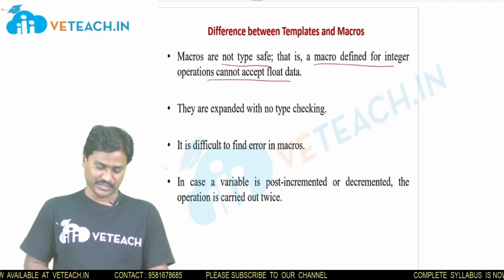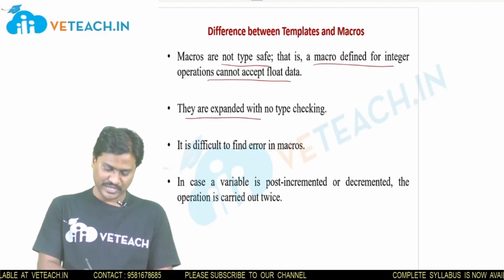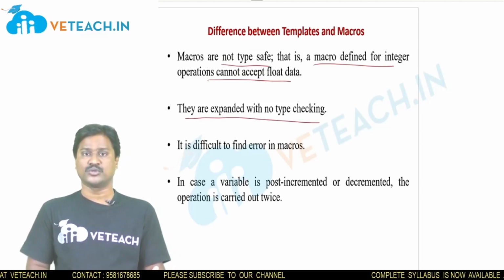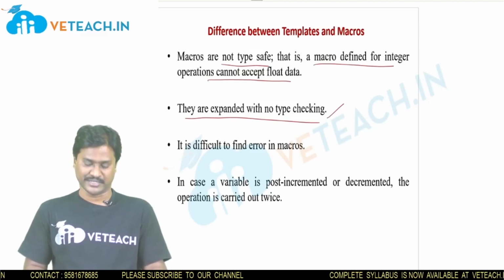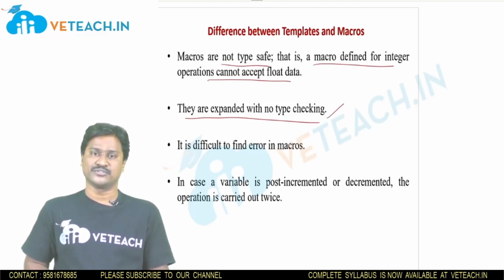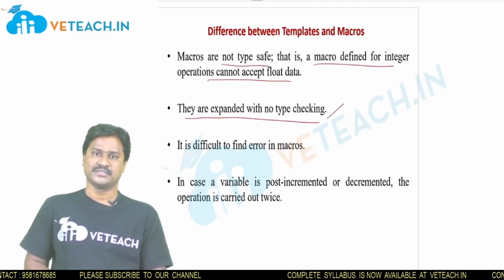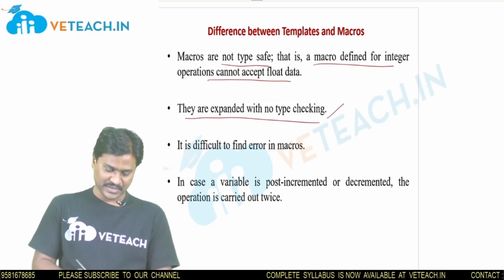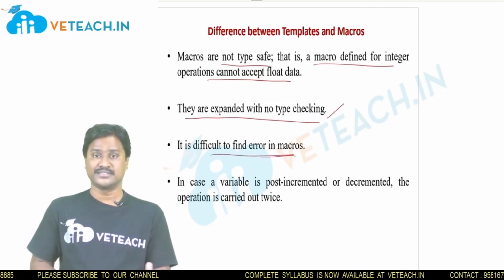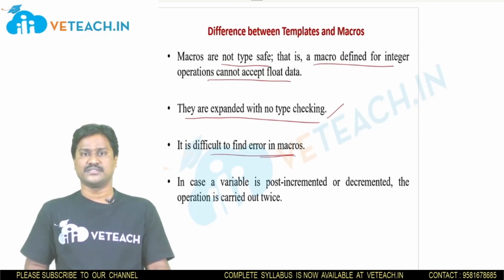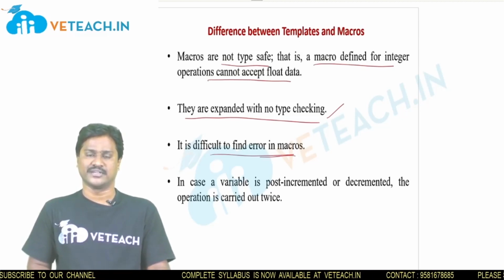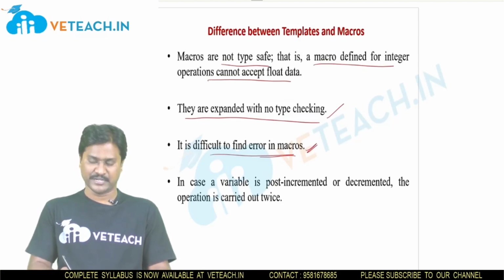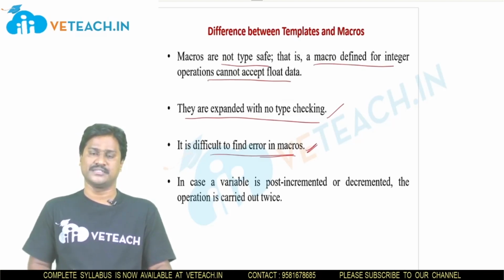That is one of the advantages and differences. Coming to the next point, macros are expanded with no type checking, but a template checks the type at runtime, and it accepts operations on data mapped to the runtime data type. It is difficult to find errors in macros. When we define logical errors for processing data, they cannot be identified by using macros, but it is a little bit easier with templates.